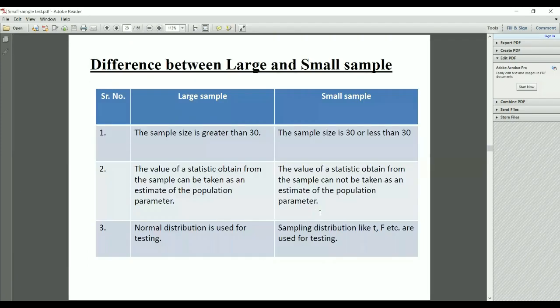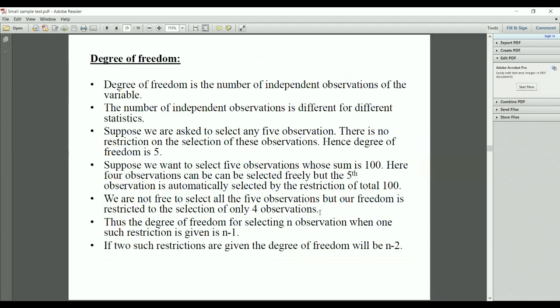So what is the degrees of freedom? Degrees of freedom is the number of independent observations of the variable. The number of independent observations is different for different statistics. Suppose we are asked to select any 5 observations, with no restriction on the selection. Then degrees of freedom is 5. Suppose we want to select 5 observations whose sum is 100. Here 4 observations can be selected freely, but the 5th observation is automatically determined by the restriction of total 100.